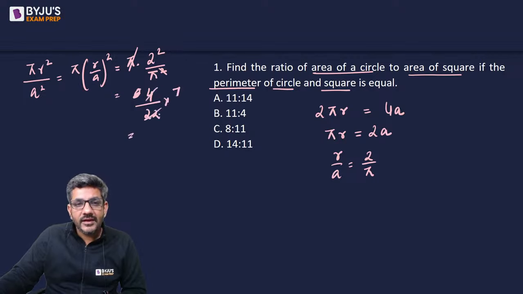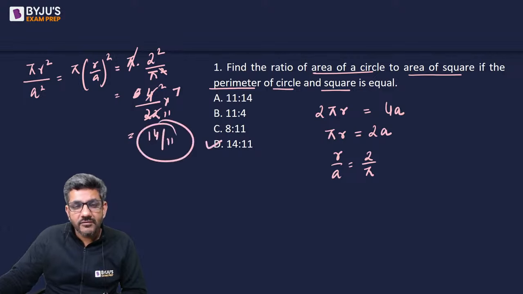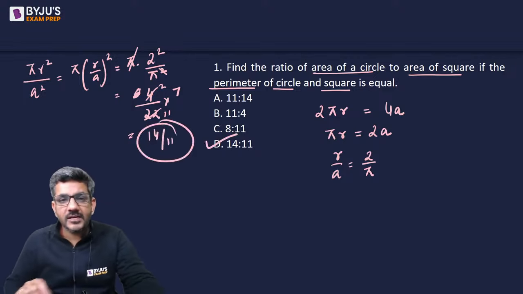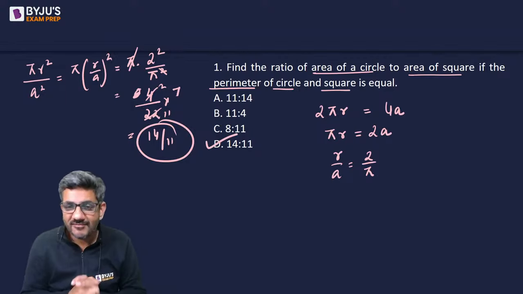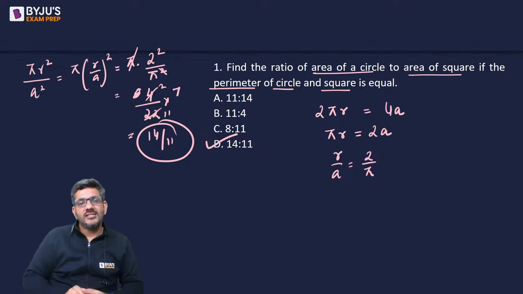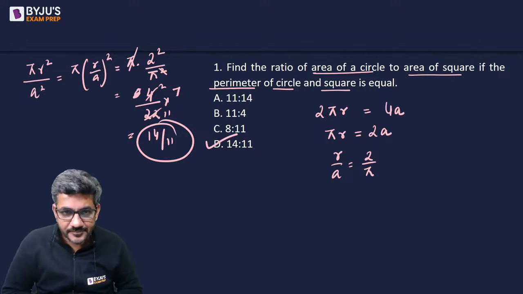So I can say my answer is 14 is to 11, which is given in option D. So option D is the right answer for this very first question. Music Core is here with the right answer as well. So D is the right answer, 14 is to 11.